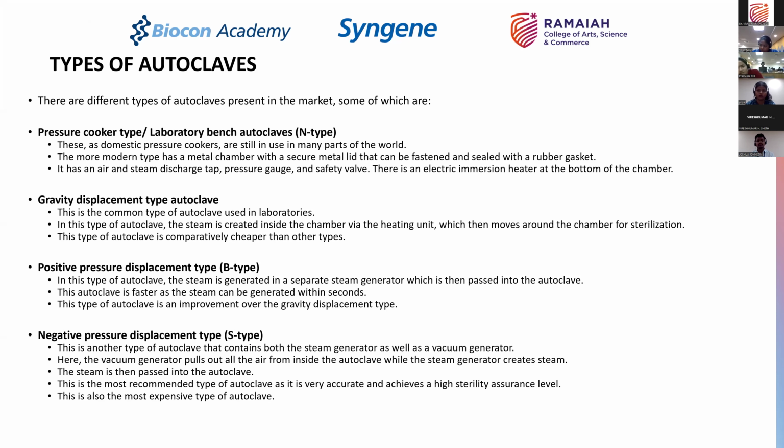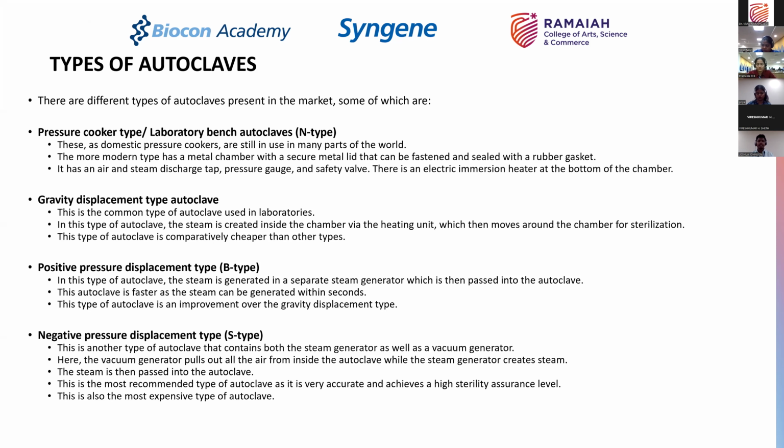The second one is a gravity displacement type autoclave. This is the common type of autoclave which is used in most of the modern laboratories, and is available now as a standard equipment from the various manufacturers. In this type of autoclave, the steam is created inside the chamber via a heating unit, which then moves around the chamber for sterilization. And this type of autoclave is comparatively cheaper than the others.